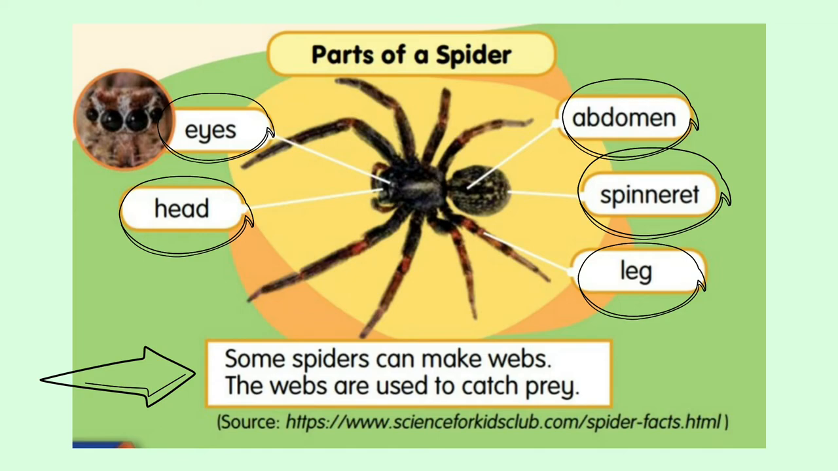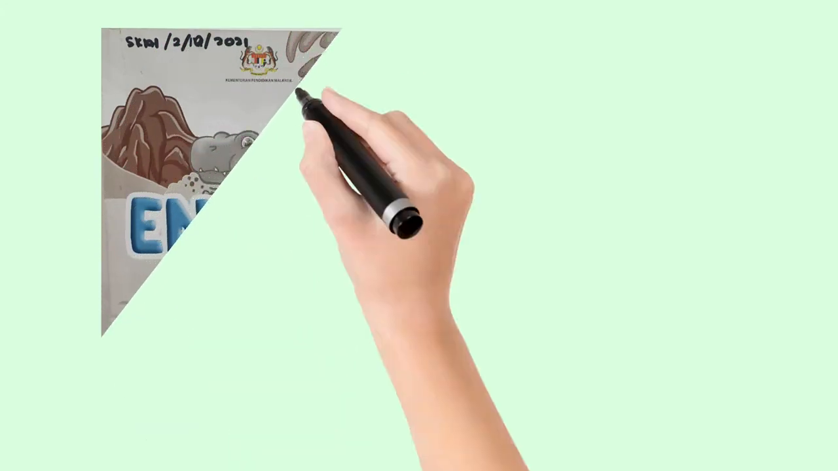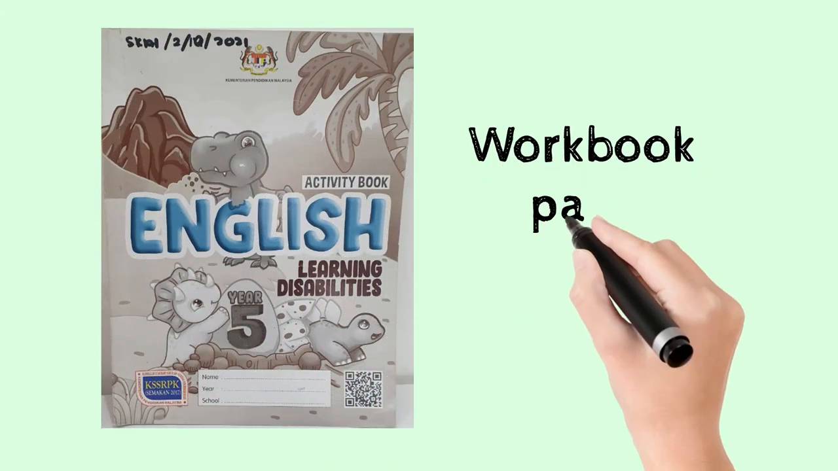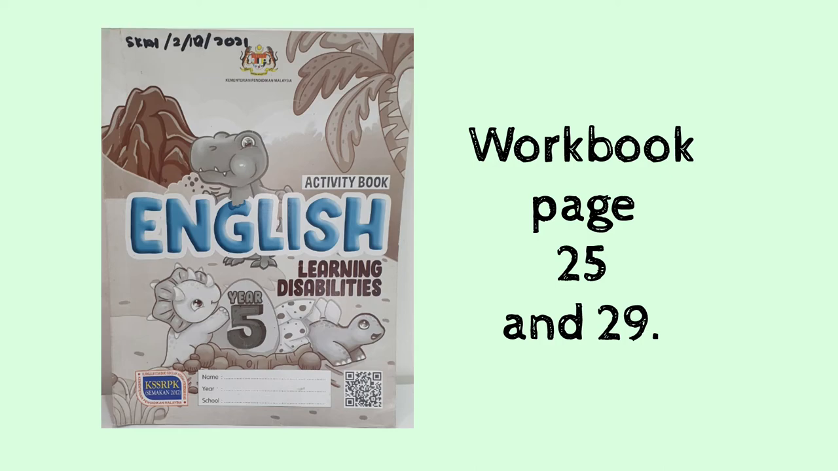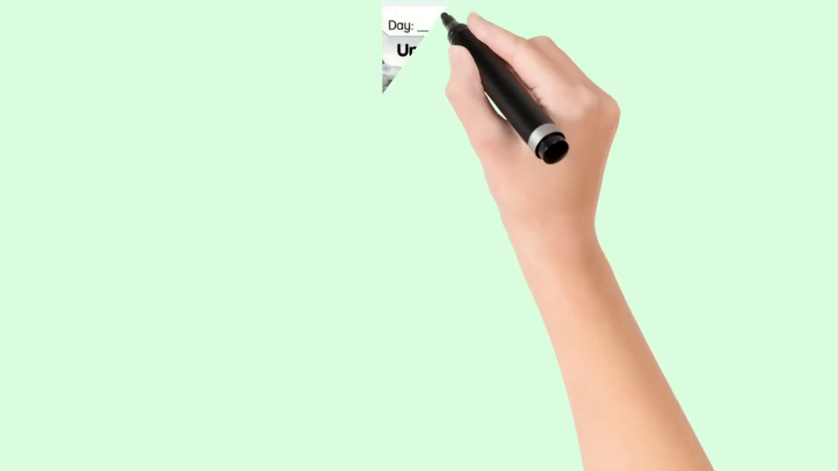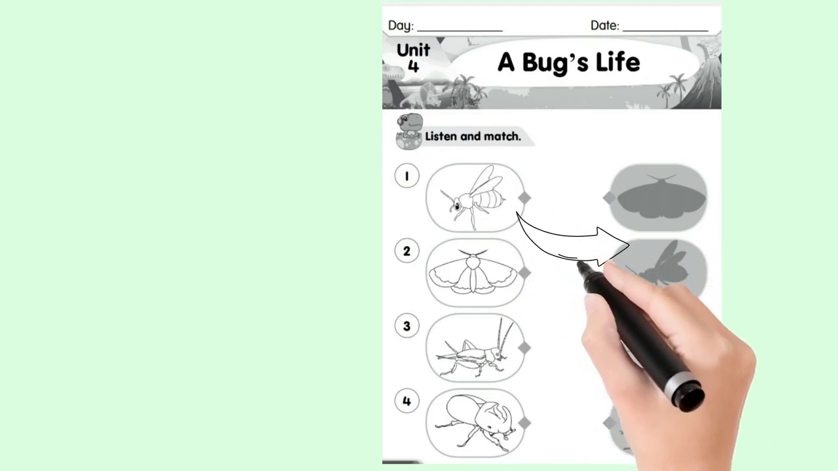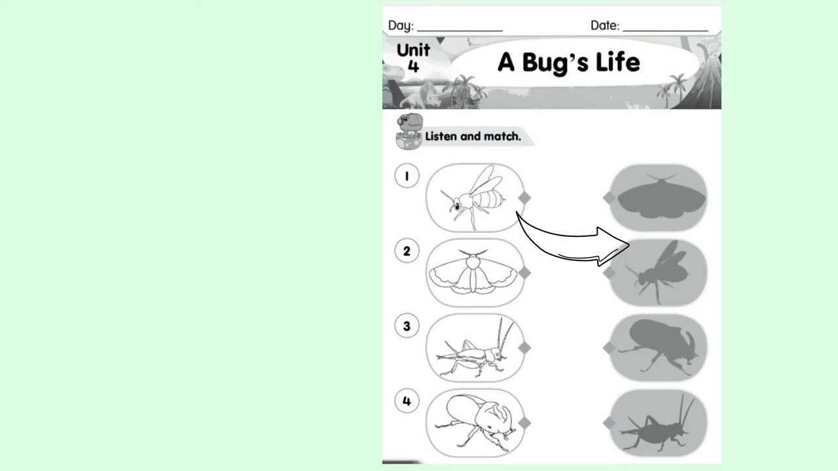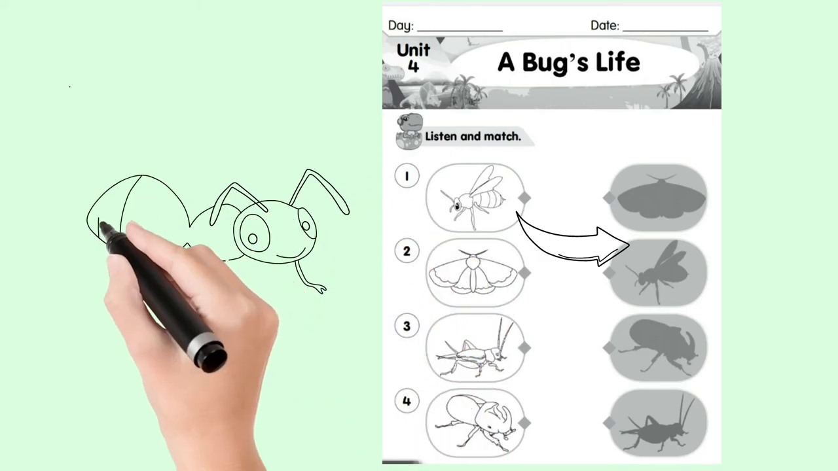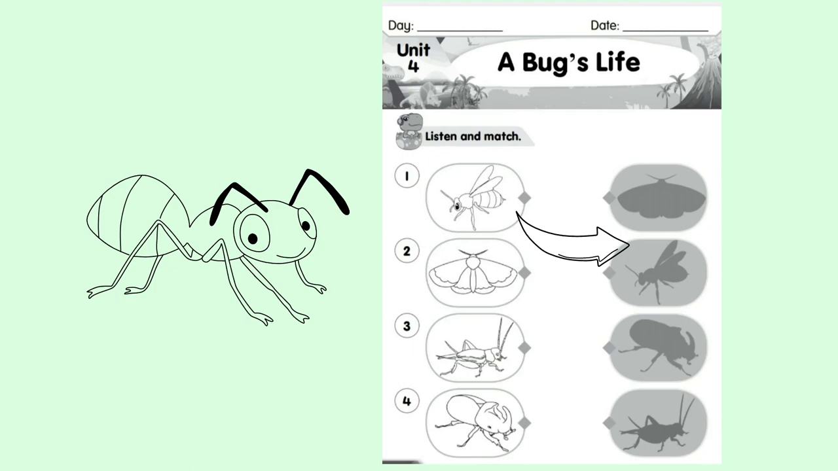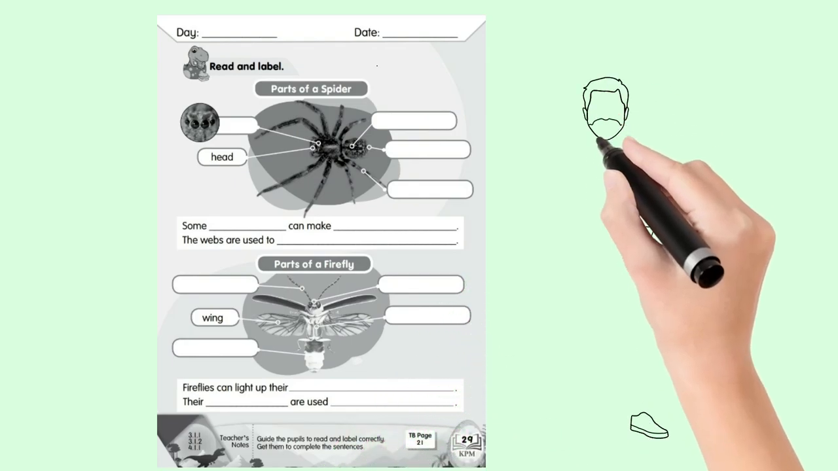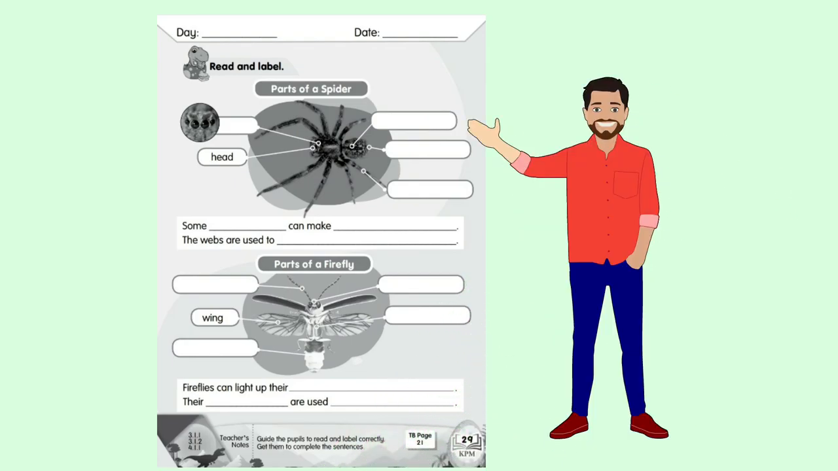All right. So next, I want you to take out your English workbook and do pages 25 and 29. Okay, for page 25, you have to match the picture to the correct shape. Okay, that is a very simple one. Make sure you write the day and the date. Next, for page 29, you have to read and label. Just now we have read together the parts of a spider and a firefly. So, you complete this exercise.